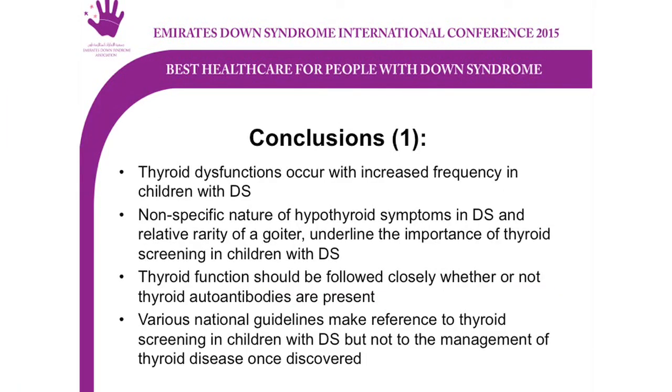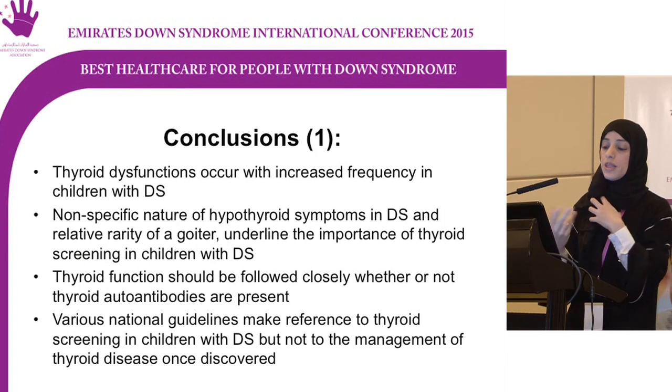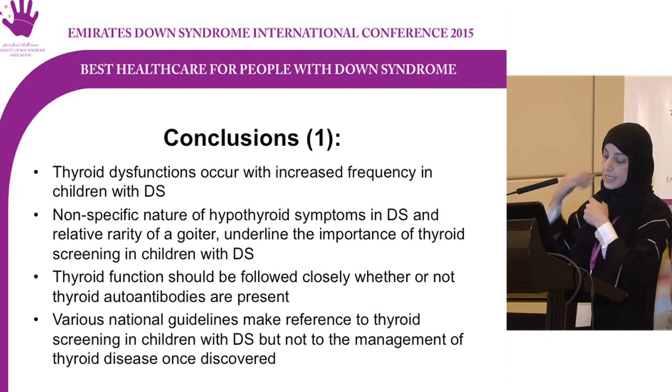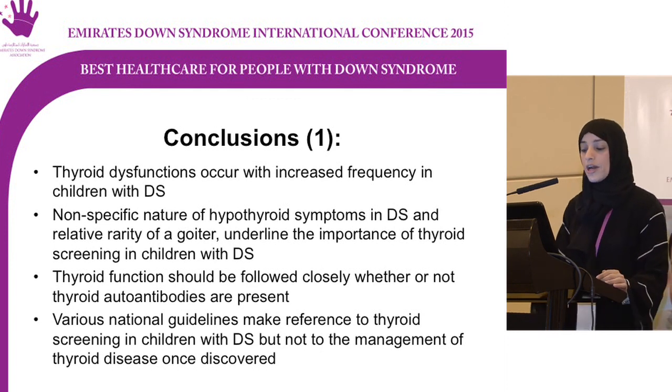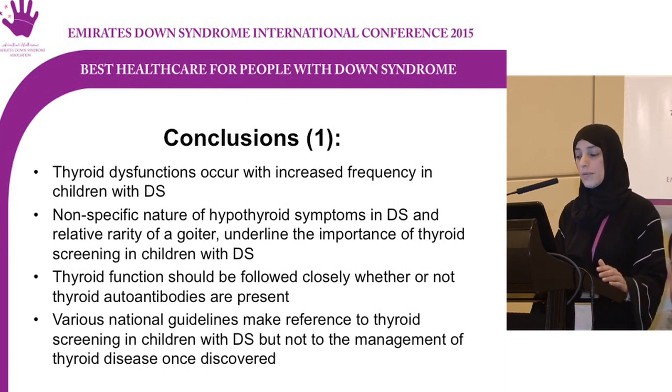So I'm going to conclude at this point. As we had discussed, thyroid dysfunction occurs with increased frequency in kids with Down syndrome compared to the general population. And because of the non-specific nature of the hypothyroidism symptoms in Down syndrome and the overlap between the symptoms and the phenotype of Down syndrome, the screening is really highly indicated. Thyroid function should be followed closely, whether or not the thyroid autoantibody is present.